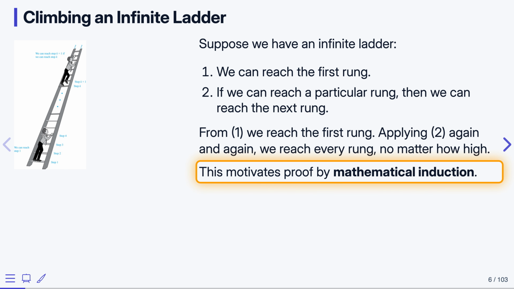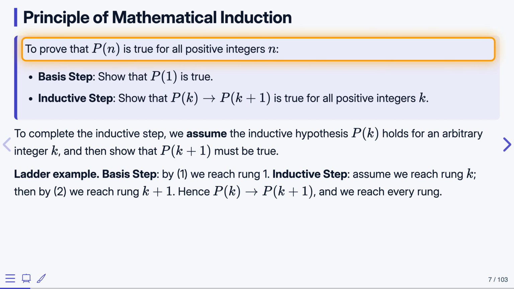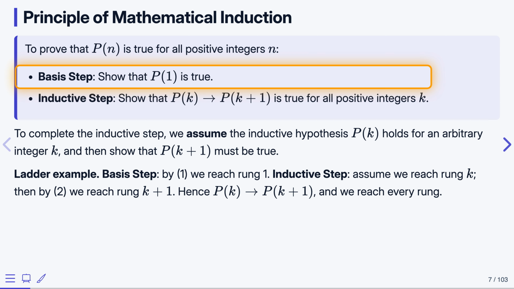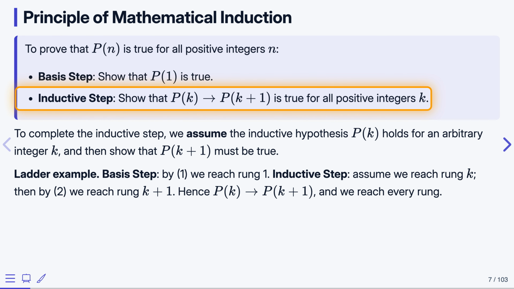This simple idea is the key to mathematical induction. This is the rule. We want to show that P(n) is true for every positive whole number, and we do 2 steps. The basis step: we show that P(1) is true. The inductive step: we show that P(k) implies P(k+1) for every positive integer k.